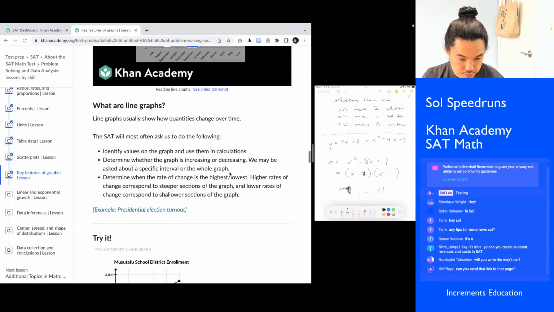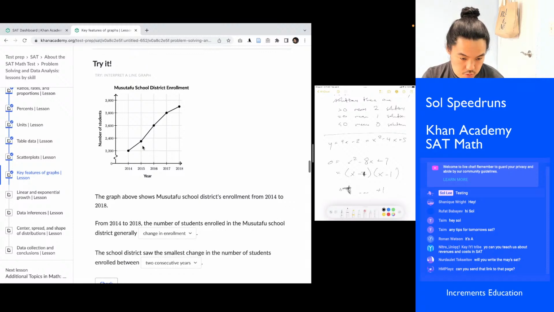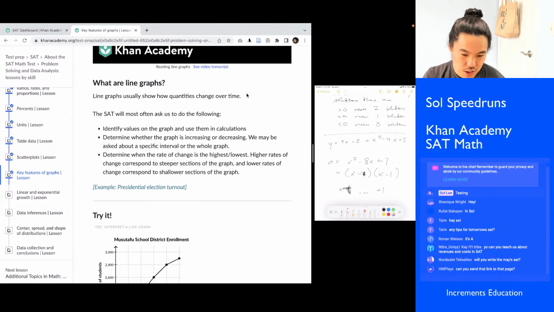Line graphs. Does it always have to do with change over time? I guess generally lines are pretty useful for change over time.